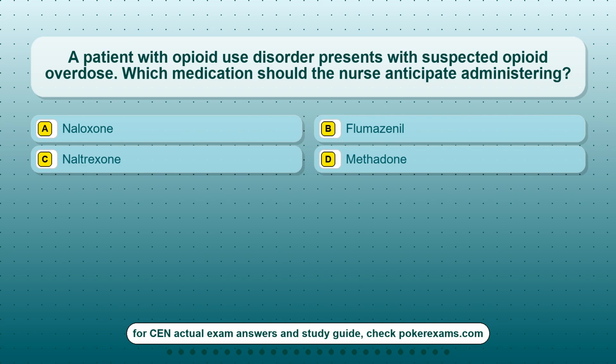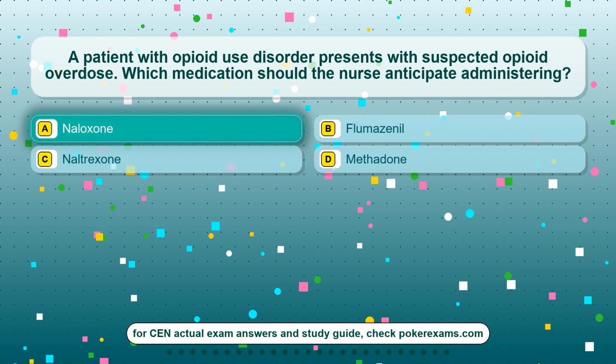Question 19. A patient with opioid use disorder presents with suspected opioid overdose. Which medication should the nurse anticipate administering? Option A, naloxone. Option B, flumazenil. Option C, naltrexone. Option D, methadone.